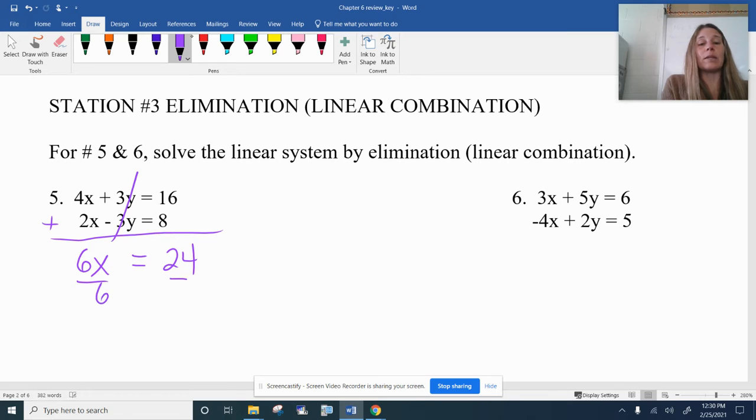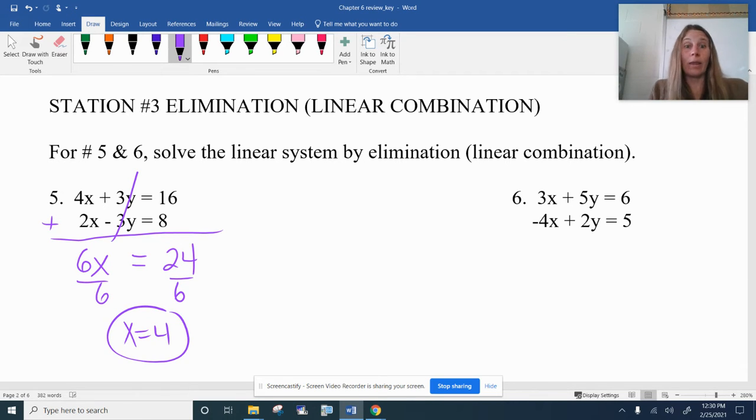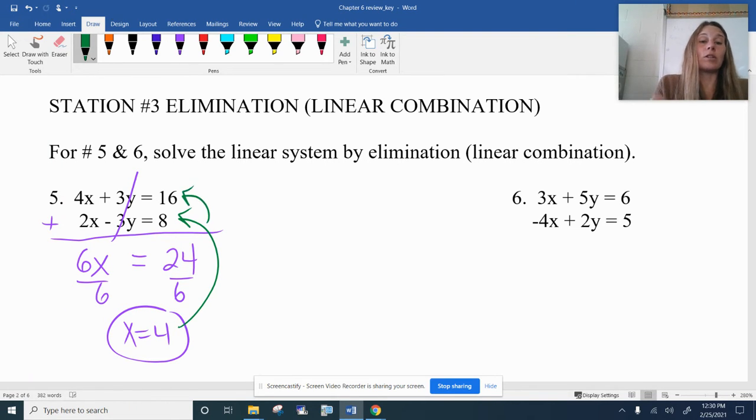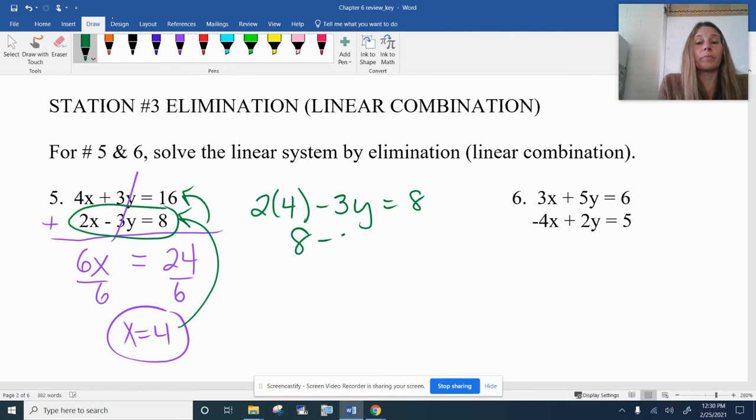So now we can easily solve for the x. So we're halfway there. And once you get your first answer, you plug it into either of those original equations. It's your choice. So I usually do whatever one looks easier. So this one down here looks a little smaller to me. So I'm going to just choose that. So 2 times 4 minus 3y equals 8. Now 2 times 4 is 8.